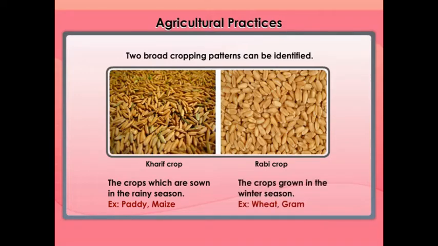Despite this diversity, two broad cropping patterns can be identified. One is Kharif crops. The crops which are sown in the rainy season are called Kharif crops. The rainy season in India is generally from June to September. Paddy, maize, soybean, groundnut, cotton, etc. are Kharif crops.